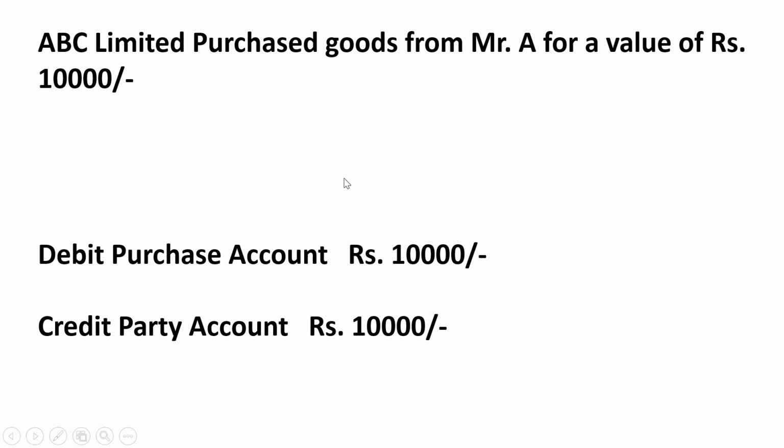So what have I purchased? Goods. So I will debit my purchases. And from whom have I made my purchases? Mr. A. My party comes under credit as they are my sundry creditors. So I will debit my purchase account, I will credit my party account. So this is the basic accounting rule: goods purchase account debit to party account or supplier account. We have to implement this accounting rule in our Tally.